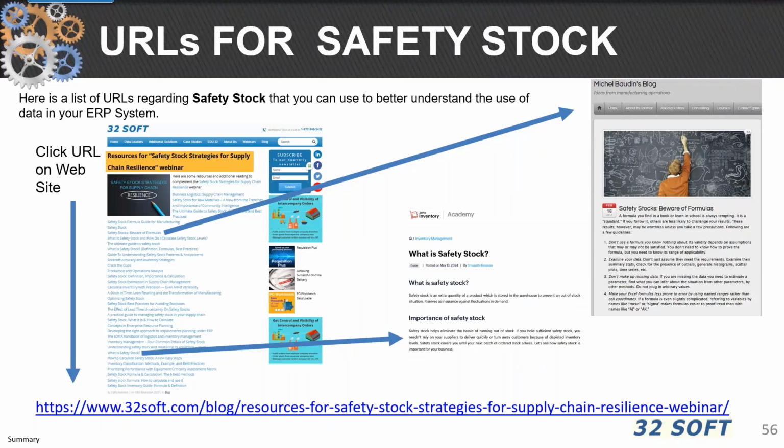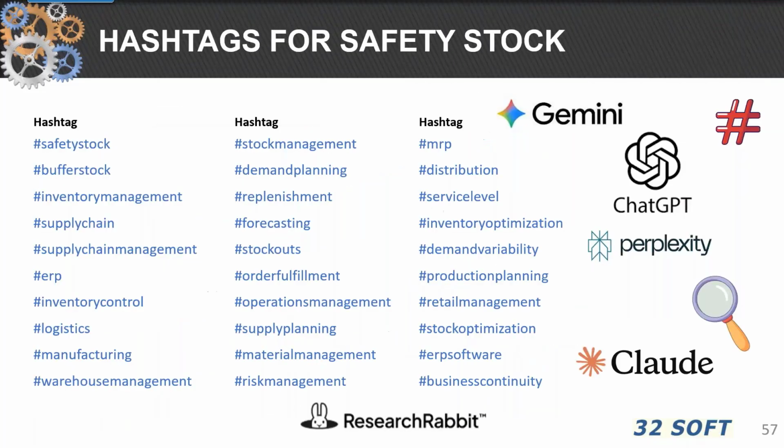Just click the URL link on the 32Soft website, and you're brought to a list of various subjects regarding safety stock that can help you better understand safety stock in your environment. As always, it's good to learn how to use social media and artificial intelligence to search for information in this age of Aquarius, from Gemini to hashtags to Perplexity.